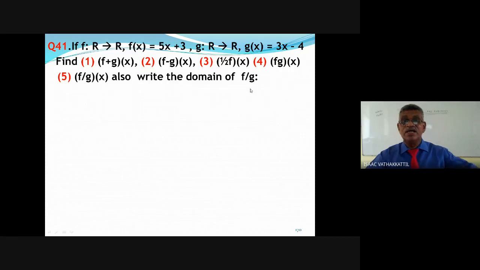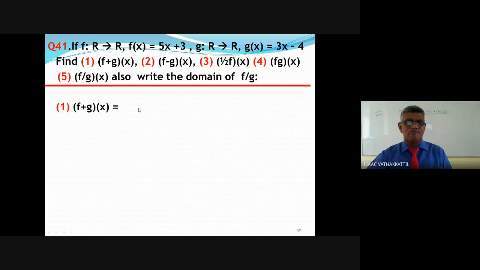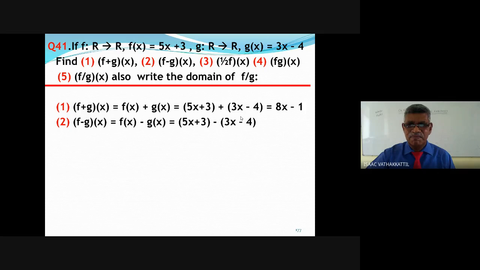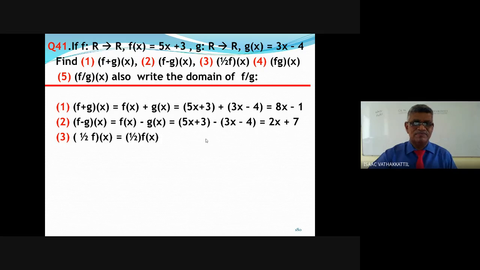The domain of F by G must be the domain of F intersection domain of G, both being real numbers, but G(x) should not be 0. When is G(x) 0? 3x minus 4 equals 0 means x equals 4 by 3. We can easily write the domain. F plus G of x is 5x plus 3 plus 3x minus 4, that is 8x minus 1. F minus G of x is 2x plus 7. Half f of x is half into 5x plus 3, you can write 5x plus 3 upon 2.